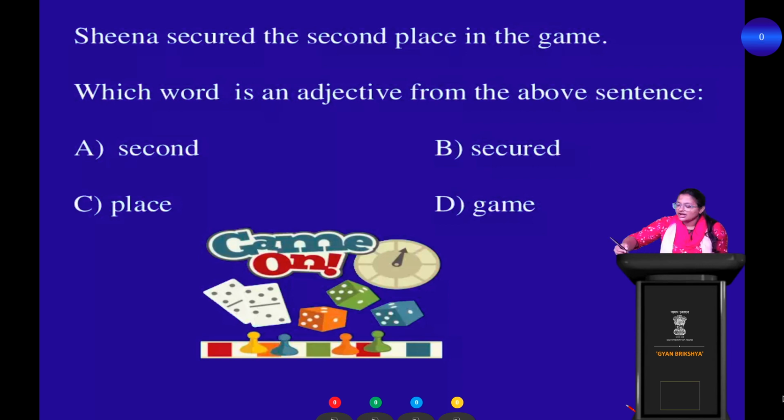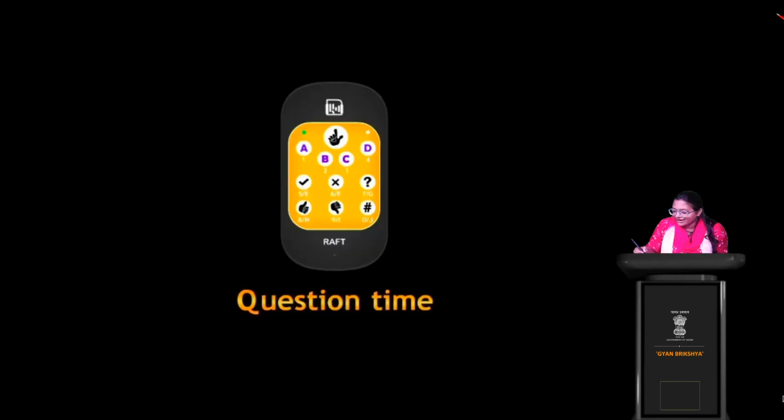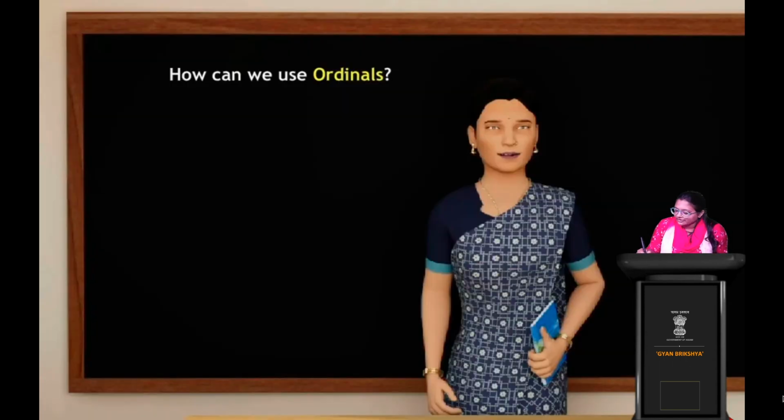Very good. So the correct option is, of course, option A, second. Sheena secured the second place in the game. The second here is an adjective, because place is the noun here. Now let's see what we have next.